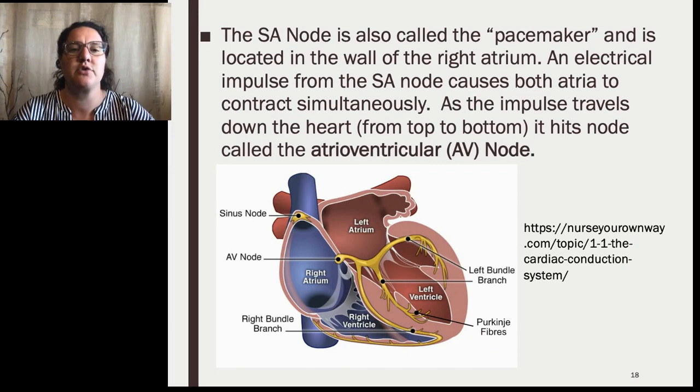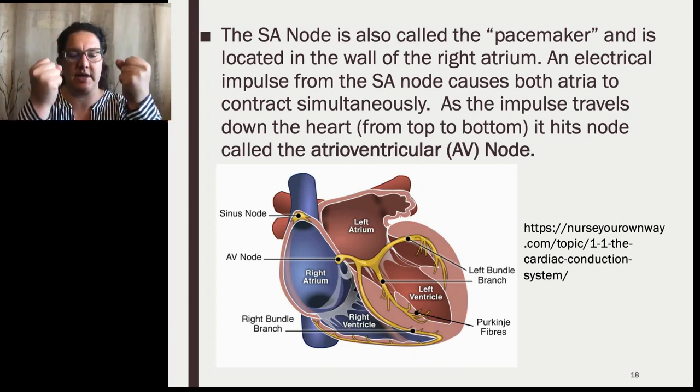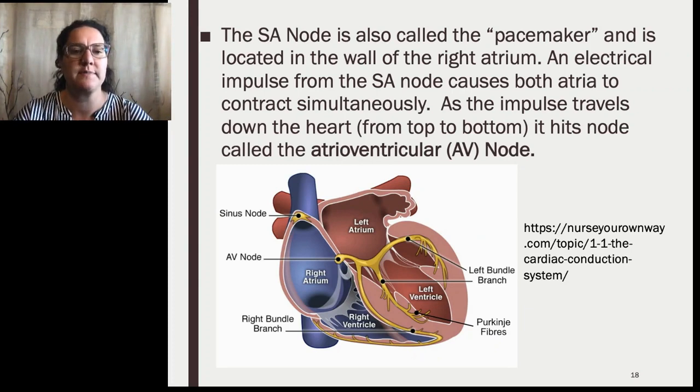So the sinoatrial node is located on the wall of the right atrium. An electrical impulse from the sinoatrial node causes both atria to contract simultaneously, forcing blood into the bottom of the heart, into the ventricles. And that electrical impulse travels through the septum of the heart to the atrioventricular node at the bottom of the ventricles.